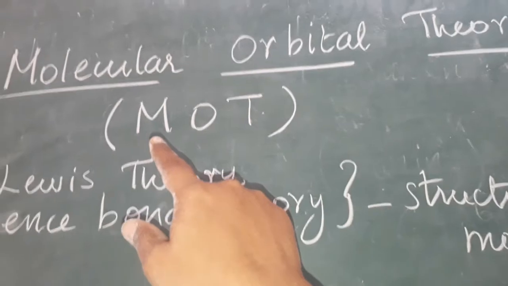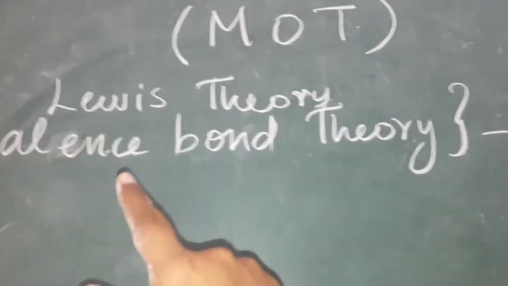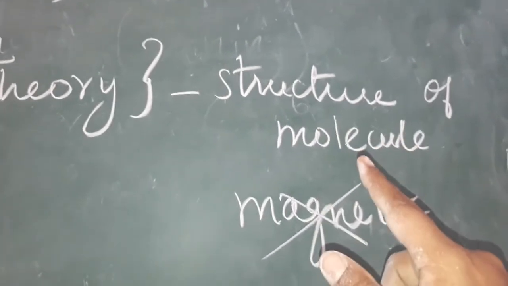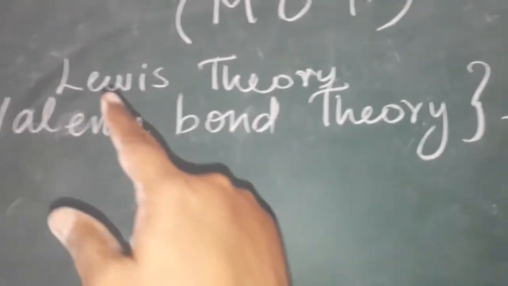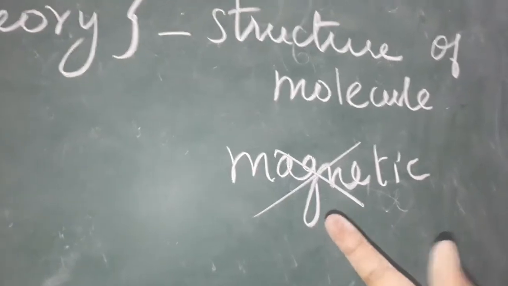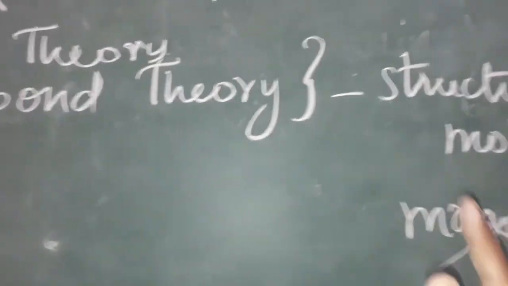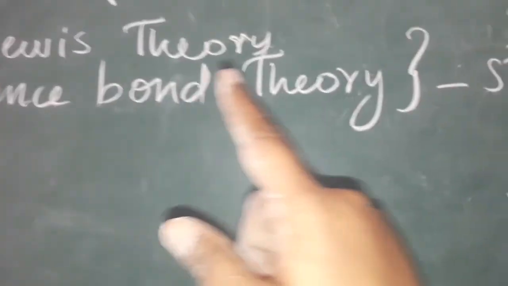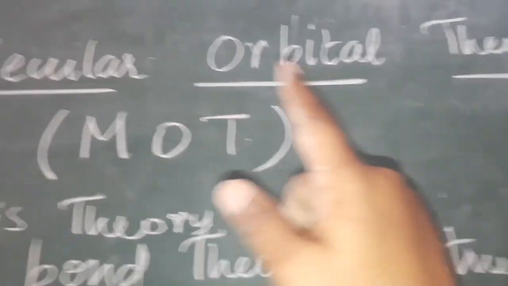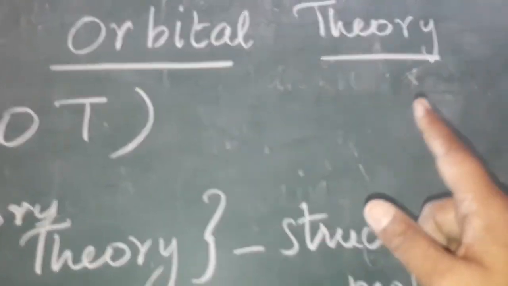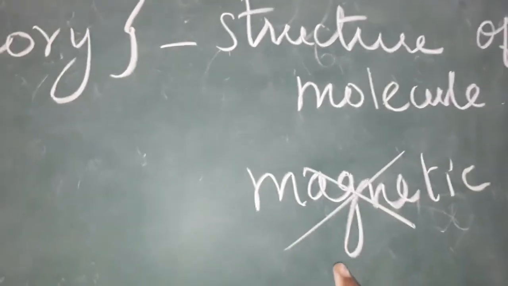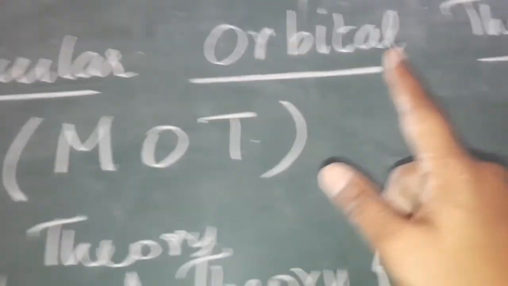Shortly we can call this one MOT. So far we studied Lewis theory and valence bond theory. What is the use of these two theories? We can find out the structure of a molecule by combining Lewis theory and valence bond theory. But what about magnetic property? It cannot explain the magnetic property properly. So that is why we are now going to learn molecular orbital theory. Through this theory we can explain the structure as well as the magnetic property.